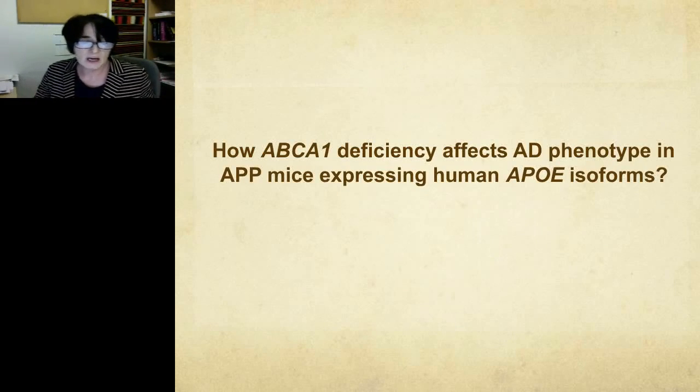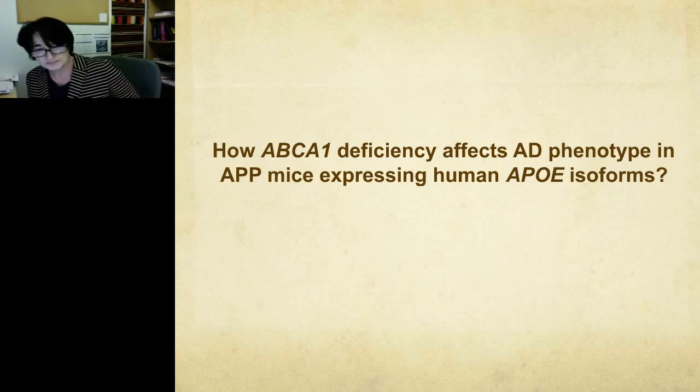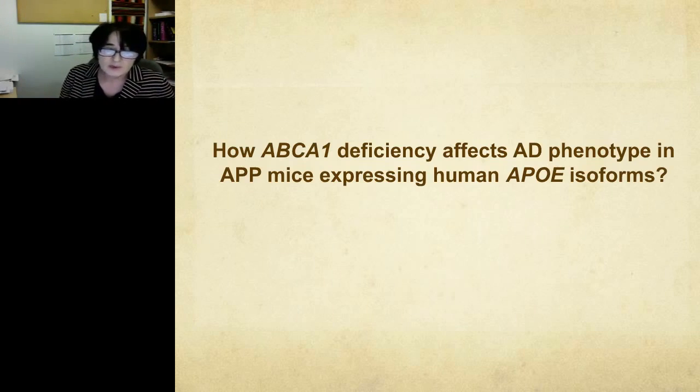So in the next few slides, I'm going to show you the result of an experiment where we ask the question how the deficiency of ABCA1 affects Alzheimer's disease phenotype in APP transgenic mice that also were made to express human APOE3 and E4 isoforms. These mice express mutated human amyloid precursor protein and presenilin 1. In this experiment, we compare the phenotype of the mice with 1 or 2 copies of ABCA1. Mice were examined at the age of 7 months when the phenotype in this model is fully developed.